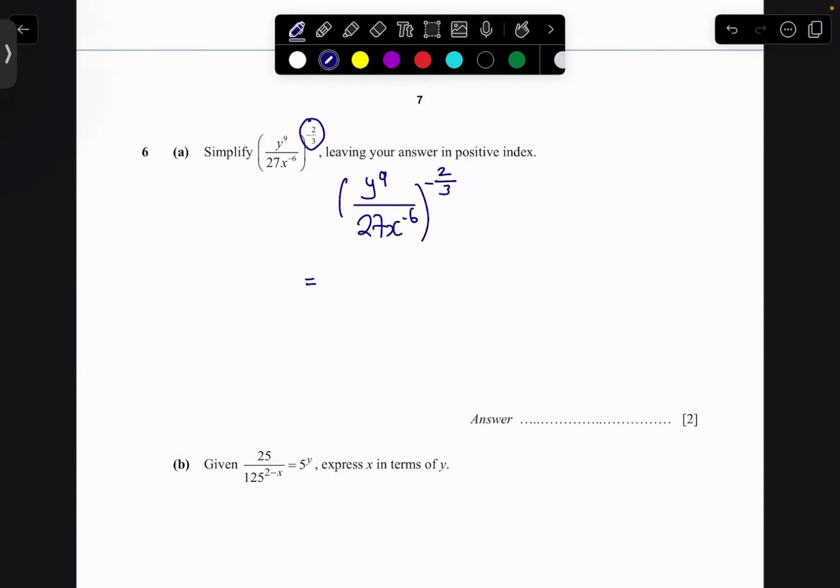The first thing is the negative power. What can we do with it? Different people have different ways of dealing with indices; this is just what I like to do. The first thing I see is the negative power on the outside. Can I change it? Sure, change it. Now when I change negative to positive, something must happen inside the bracket.